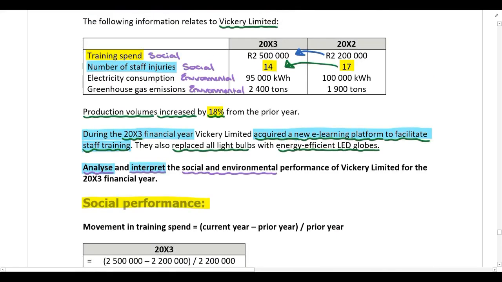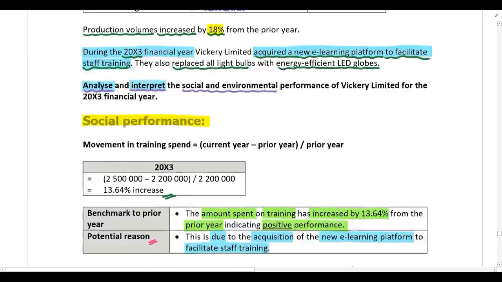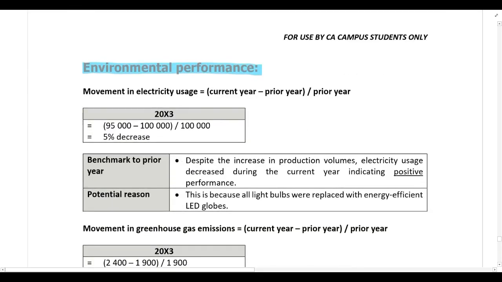So first, let's calculate the movement in electricity consumed from the prior year to the current year. And we can see that the amount of electricity used decreased by 5%. And this is despite production volumes increasing by 18%. So even though they are producing more, they've managed to use less electricity, which obviously indicates positive performance. So despite the increase in production volumes, electricity usage has decreased, indicating positive performance.